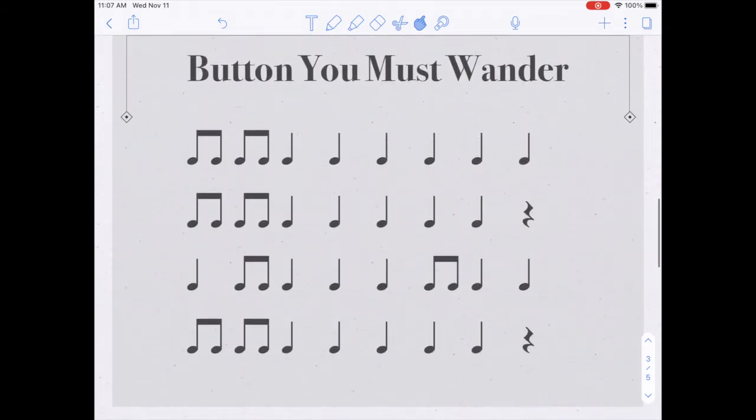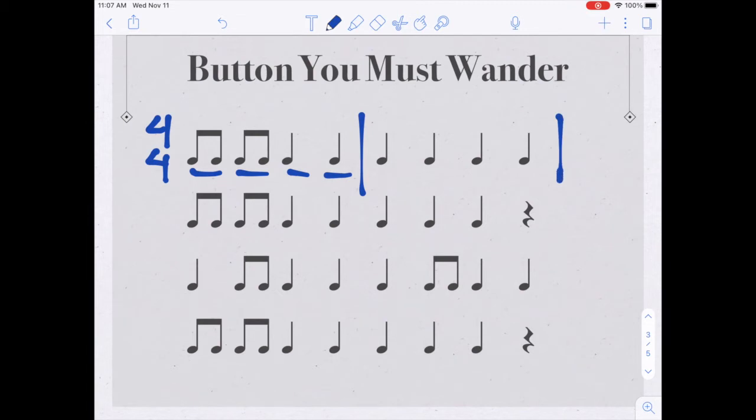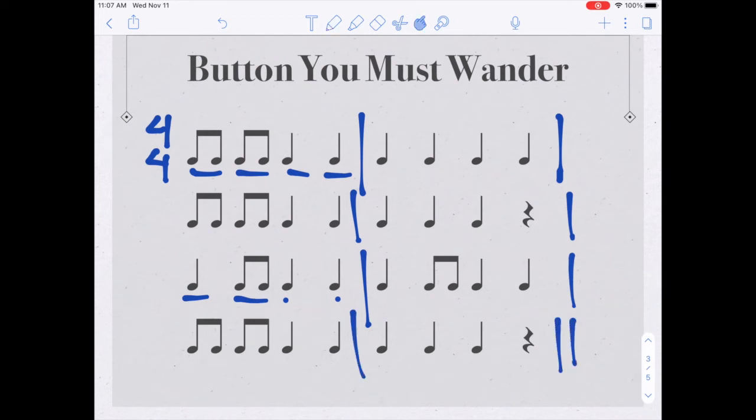So let's look at Button You Must Wander. We have to put our time signature. And then we have to count 1, 2, 3, 4 beats, bar line. 1, 2, 3, 4 beats, bar line. Same thing again here, adding in the bar lines after every 4 beats. Don't forget toddy is 1 beat. And then at the very end, we have our double bar line that tells us to stop.